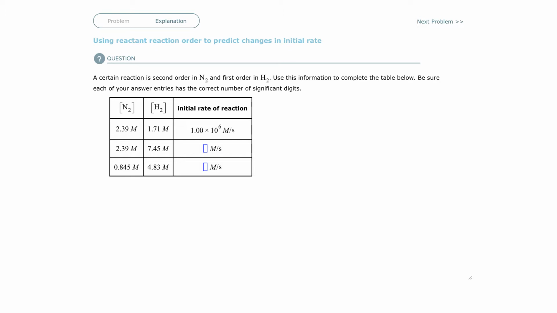So if I double the concentration and it's in first order, then it's to the 1 power, then it's just doubled. If it's to the second power, then I double it twice. I have to double it and then double it again since it's to the second power. So the rate law gives me information of what the rate is based upon the concentration. So this tells me that a certain reaction is second order in nitrogen and first order in hydrogen.